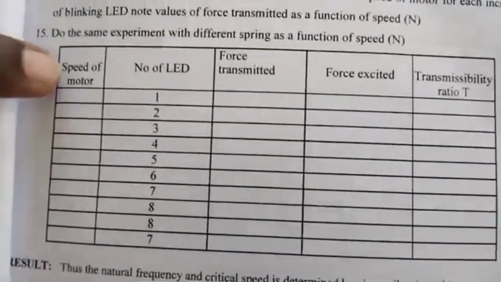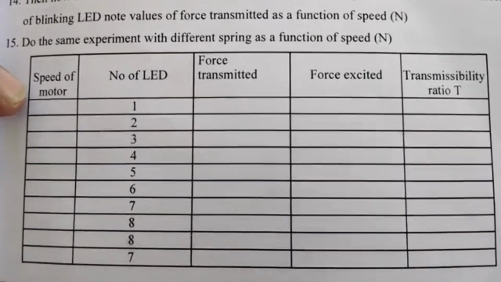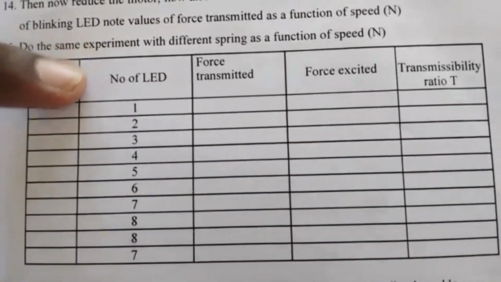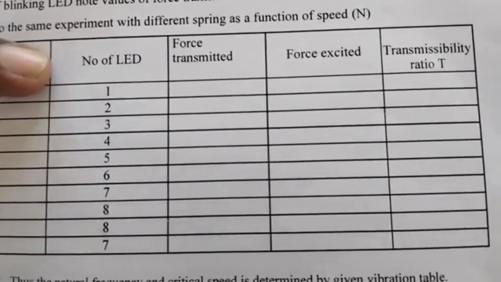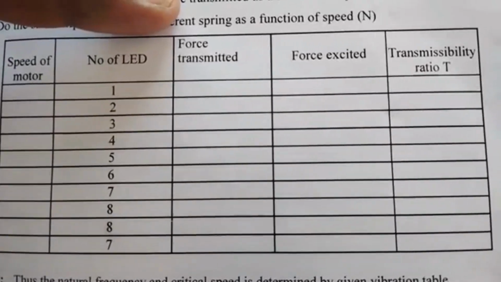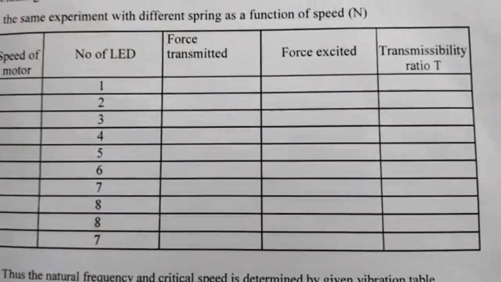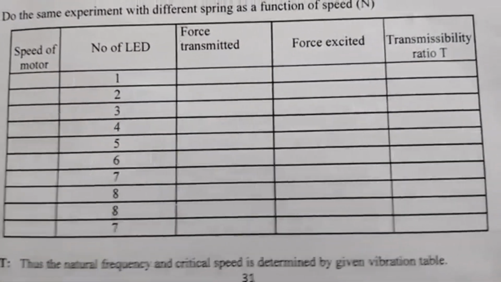So this is the speed of the motor. We are going to gradually increase the speed of the motor. At that time, how many LEDs are blinked? That means the number of LEDs blinked in the display, and then force transmitted we are going to calculate, force exited we are going to calculate. The transmissibility ratio means force transmitted divided by force exited.